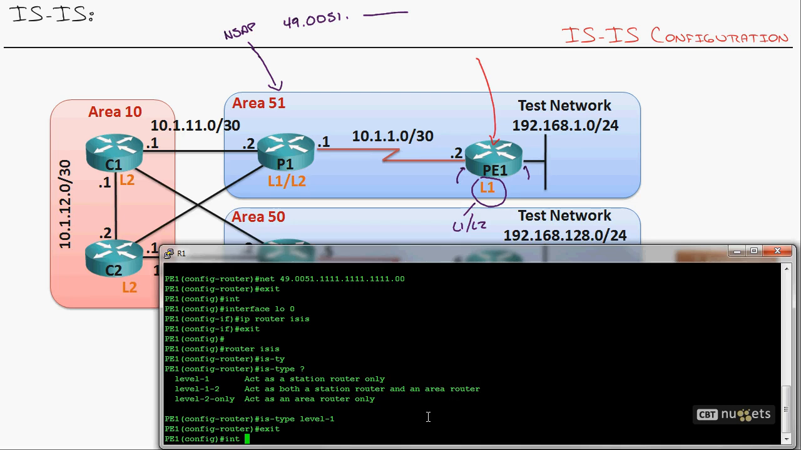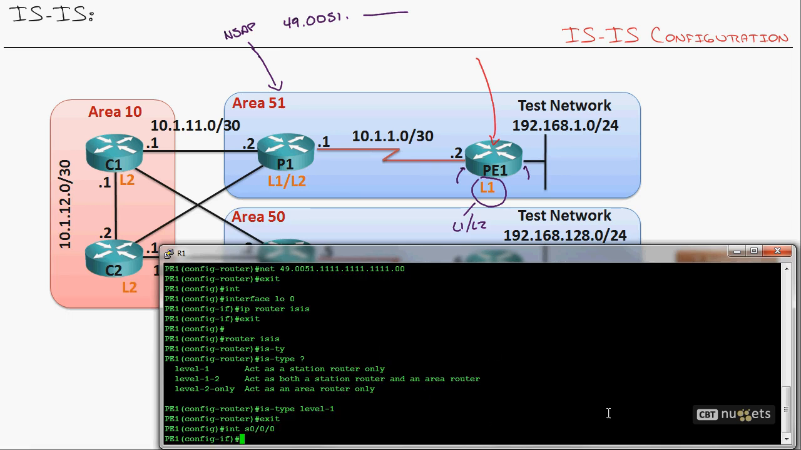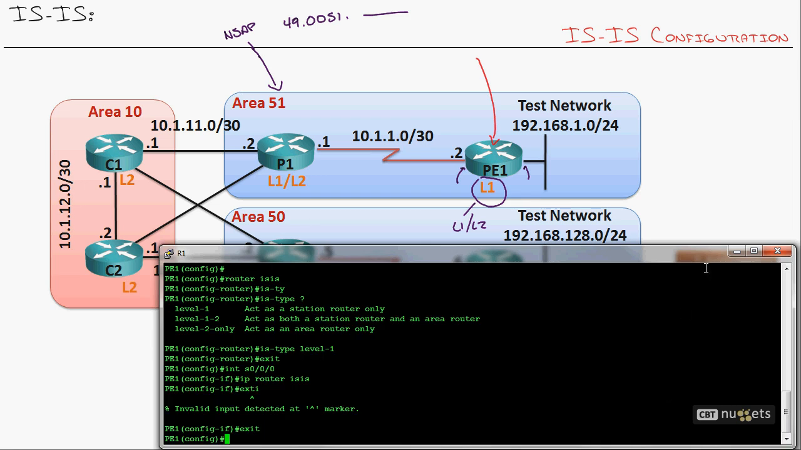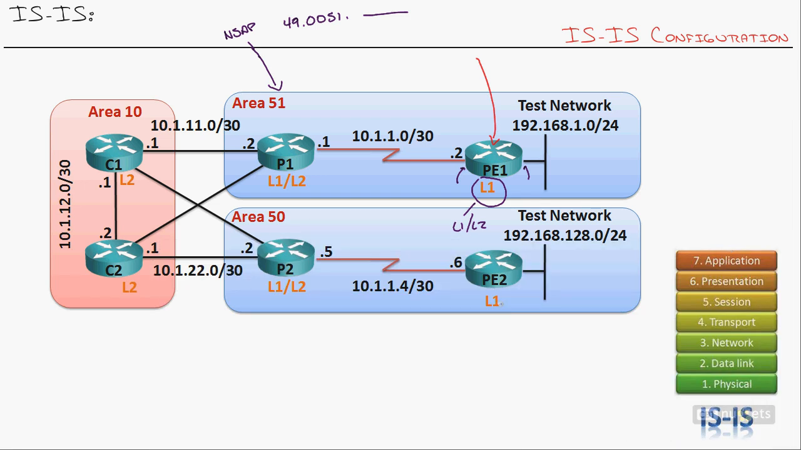Now, it wouldn't have formed a relationship yet because we haven't configured the P1 router anyway, but I'll go under serial 0/0/0 and type in IP router ISIS. Now both of those are added to the ISIS routing process. Okay, good. So let's go on the fast track, configure PE2, and then we'll jump over and configure P1 and see some neighbor relationships forming.